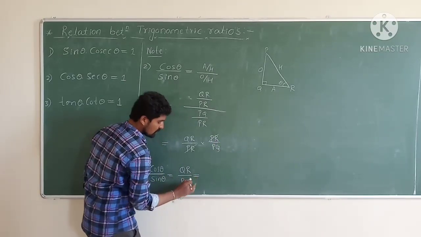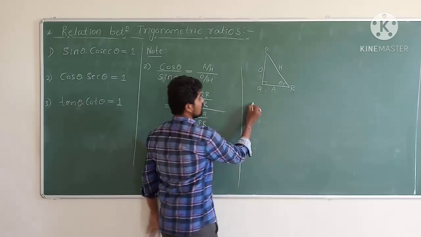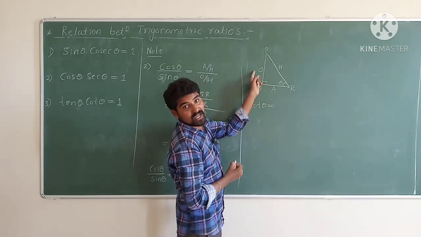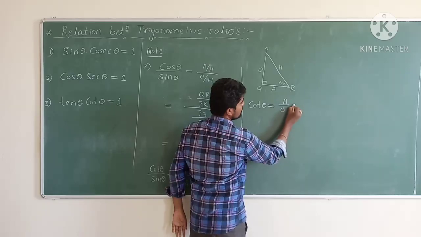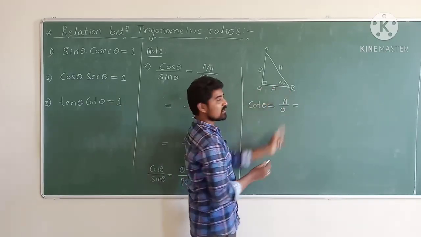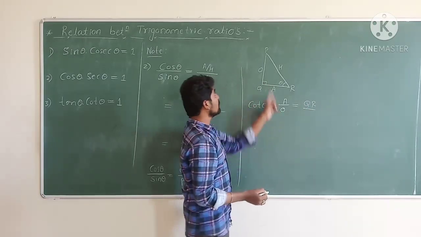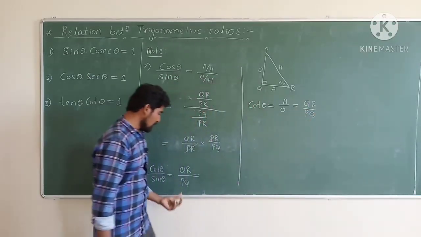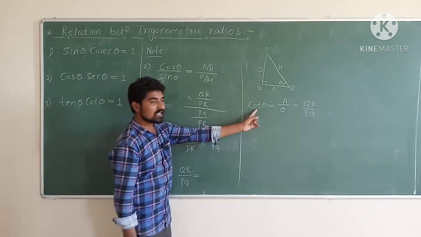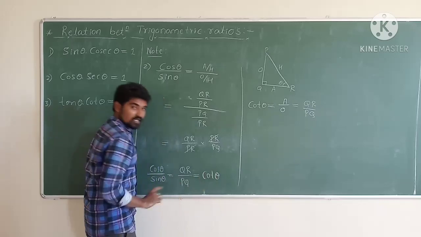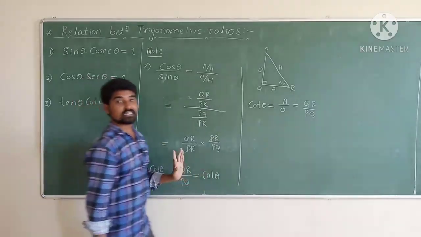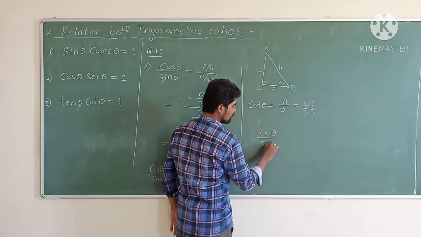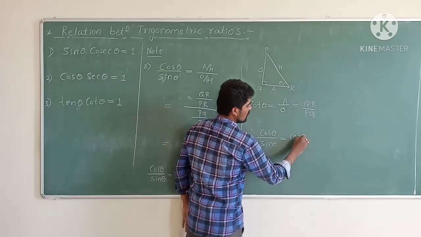From this triangle we may write the definition of cot theta. Cot theta is adjacent divided by opposite side. The adjacent side is QR divided by the opposite side PQ. Therefore cot theta is equal to QR divided by PQ. So QR divided by PQ can be written as cot theta. Therefore we have one more relation: cos theta divided by sin theta is equal to cot theta.